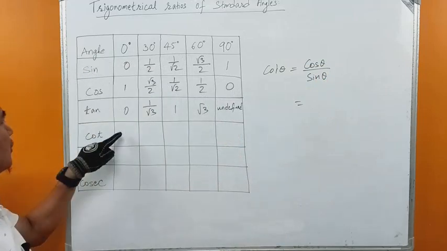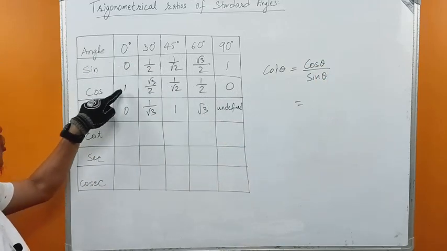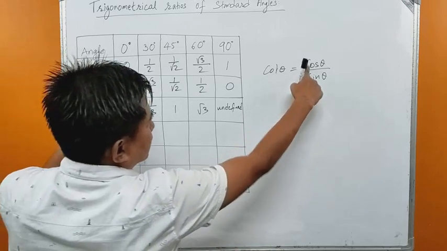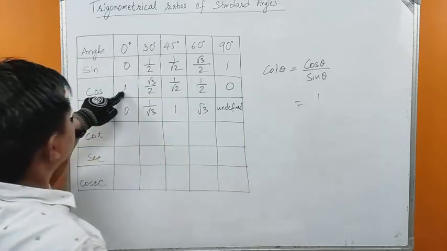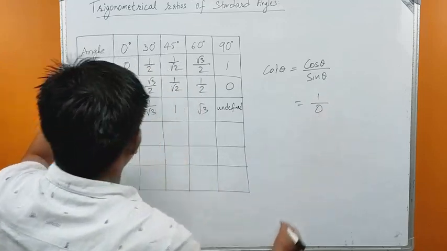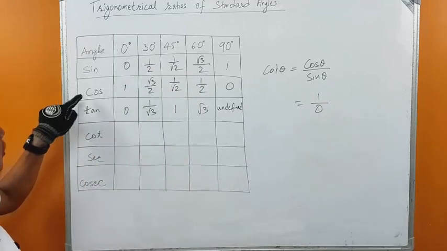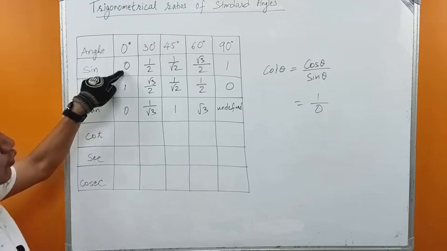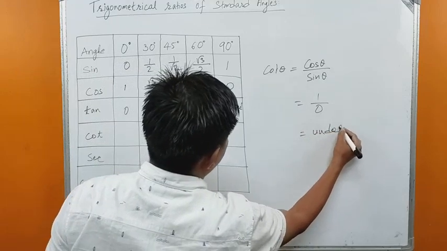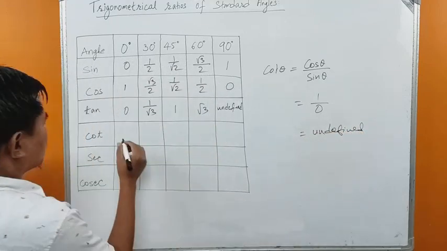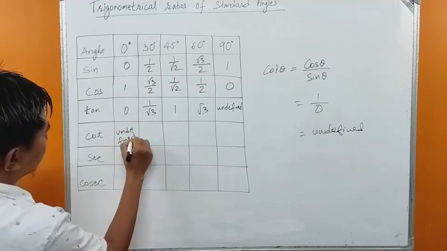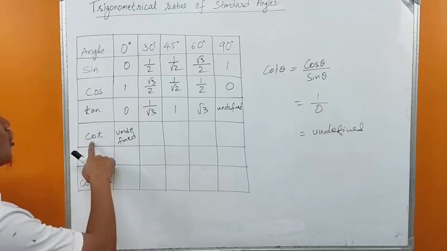So what is cot 0 degree? Cot 0 means cos 0 degree is 1, and sin 0 degree is 0, so 1 upon 0, isn't it? Cot 0 degree means cos 0 degree 1 divided by sin 0 degree 0, 1 upon 0. So 0 is in the denominator, so this is also undefined. We write undefined here.